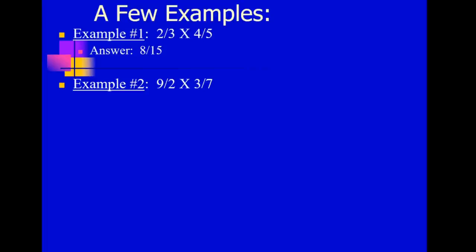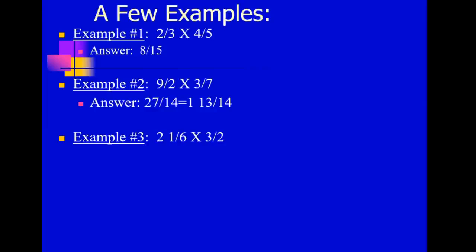For our third example, we have 2 and 1/6 times 3 over 2. As I told you, if we have a mixed fraction or a mixed number in the way, we have to convert that first into an improper fraction. So what is the improper fraction form of 2 and 1/6? All you have to do is multiply 6 by 2, which gives us 12, and then add 1, which is 13. So we have 13 over 6. So 13 times 3 is simply 39. And 6 times 2 is 12. So we have 39 over 12.